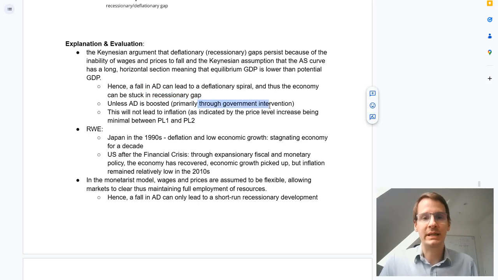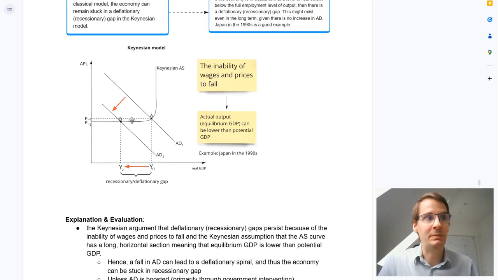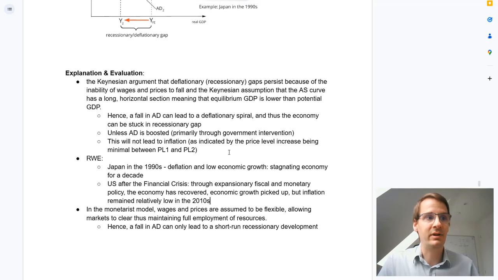How? Through government intervention. This will not lead to inflation though, as indicated by the price level increase being minimal between PL1 and PL2. The real-world example I'd use is, as I said, Japan in the 1990s, and perhaps you can also talk about the financial crisis in the US. Through expansionary fiscal and monetary policy, the economy has recovered, although they needed a couple of years. Economic growth really picked up, but inflation indeed remained relatively low throughout the 2010s without much inflationary pressure, as AD was boosted back up to AD1. So that's a very, very good real-world example.